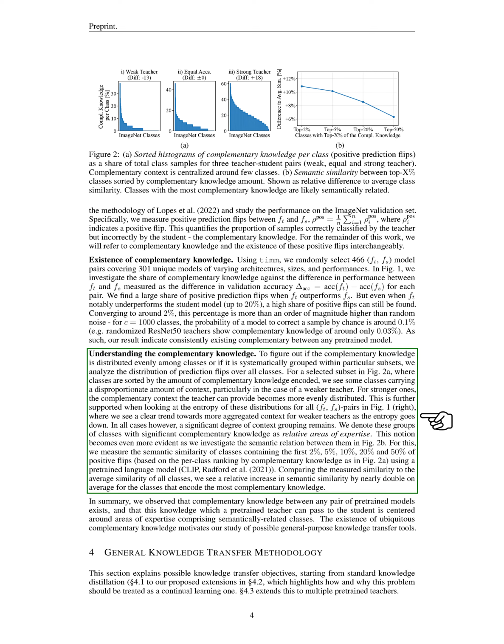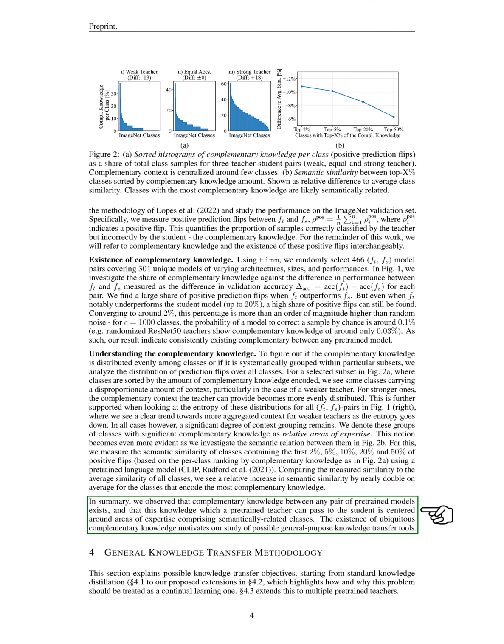We also wanted to understand if the complementary knowledge is evenly distributed among classes or if it's grouped within certain subsets. We found that some classes carry a disproportionate amount of context, especially when the teacher model is weaker. For stronger models, the complementary context becomes more evenly distributed. We observe that complementary knowledge between any pair of pre-trained models exists. This knowledge, which a pre-trained teacher can pass to the student, is centered around areas of expertise comprising semantically related classes. This motivates our study of possible general-purpose knowledge transfer tools.